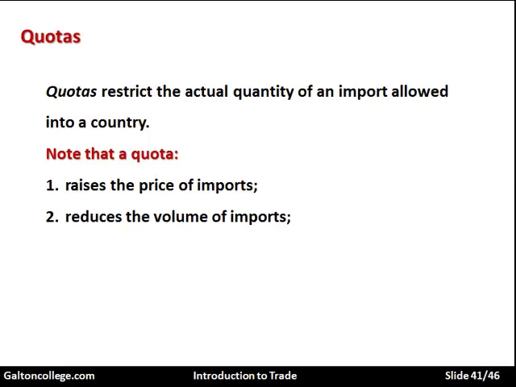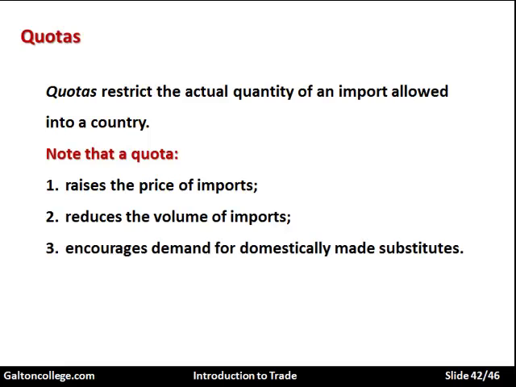Of course, it reduces the volume of imports. The amount of imports coming in will be restricted. And it encourages demand for domestically made substitutes. Domestically made substitutes can experience an increase in demand as a consequence of a quota. When customers can't find the import, they look for whatever's available, and if that's something made domestically, they may purchase it. So those are the notes on a quota.